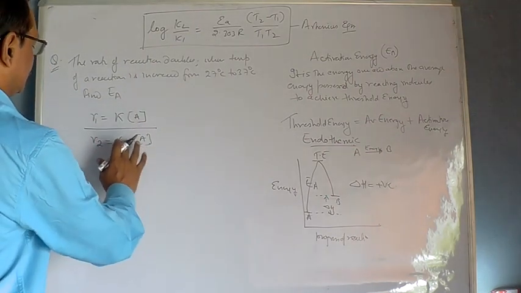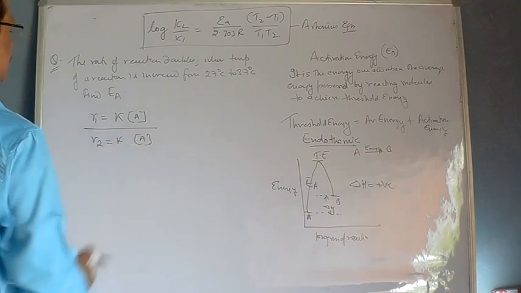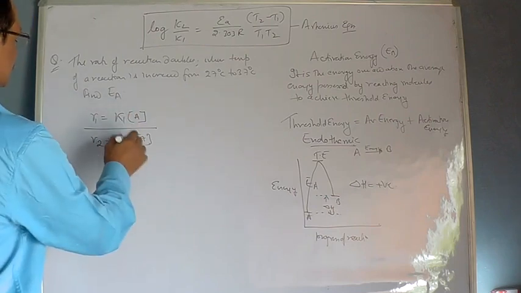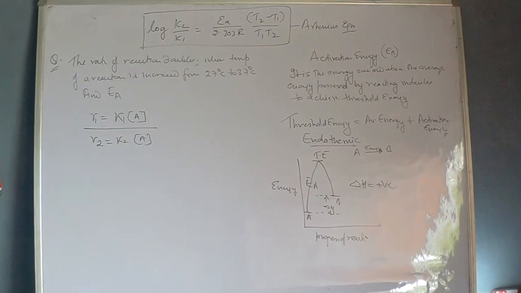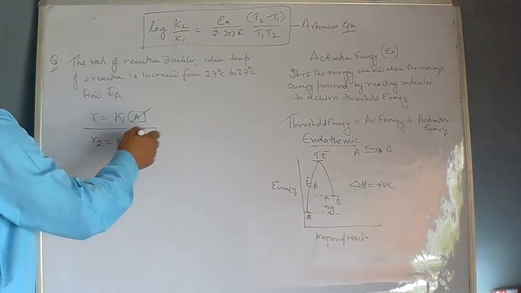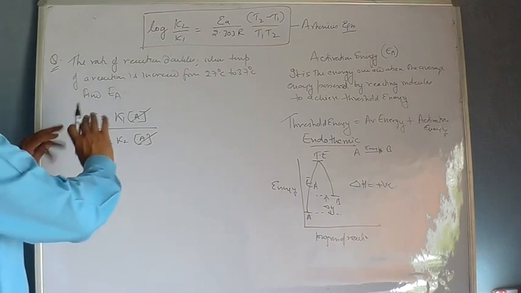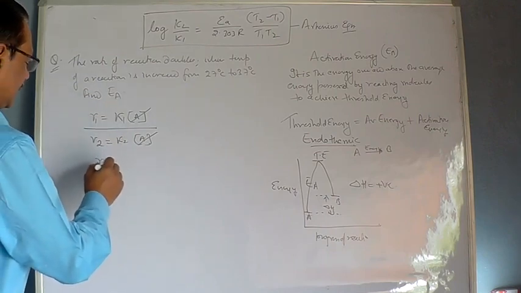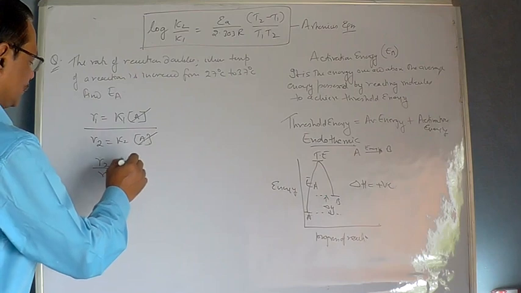K1 will remain constant. So K1, K2. Class, we are not changing the concentration. So it will come like this. In the next step, we can reciprocate it. We can write R2 by R1 equals K2 by K1.